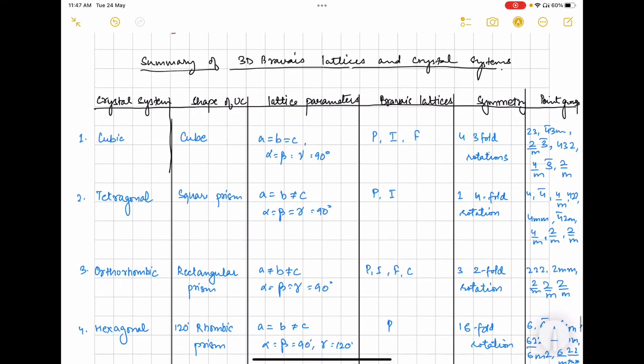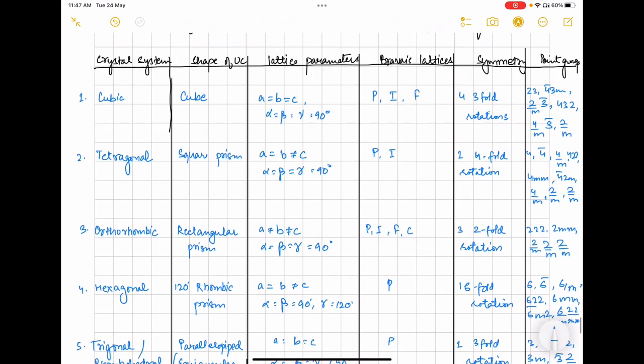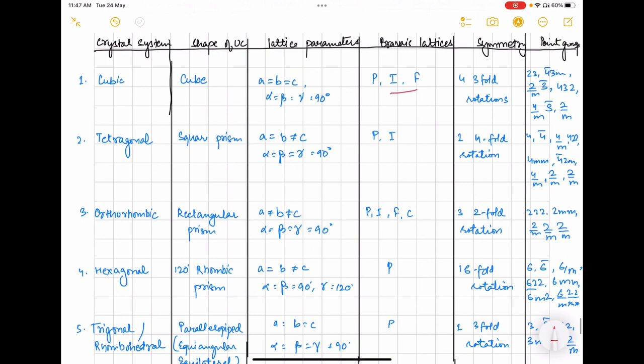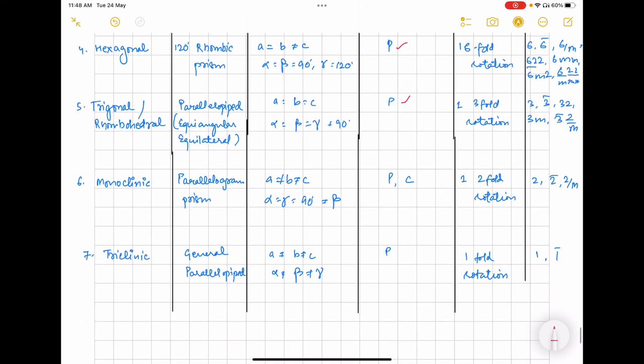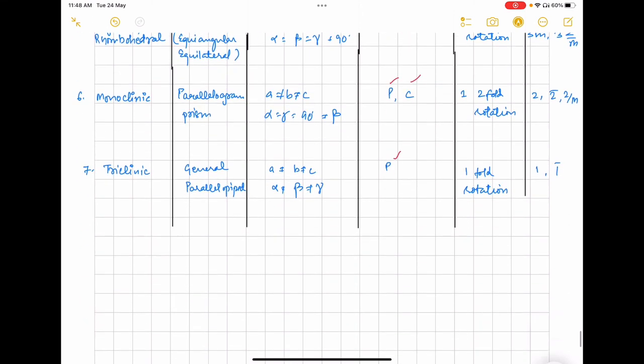So we see we have 7 crystal systems corresponding to 3 plus 2, 5 plus 4, 9, 10, 11, 12, 13, and 14. So we have 14 Bravais lattices. And a total of 32 point groups. Okay. So, having 32 point groups and 14 Bravais lattices, we have 7 crystal systems.